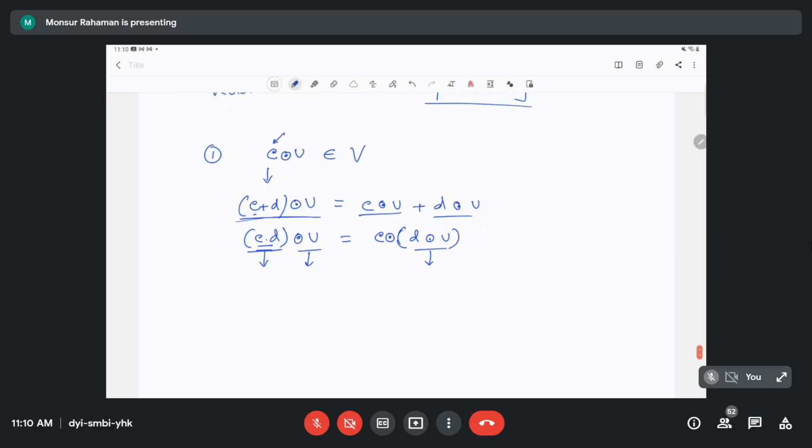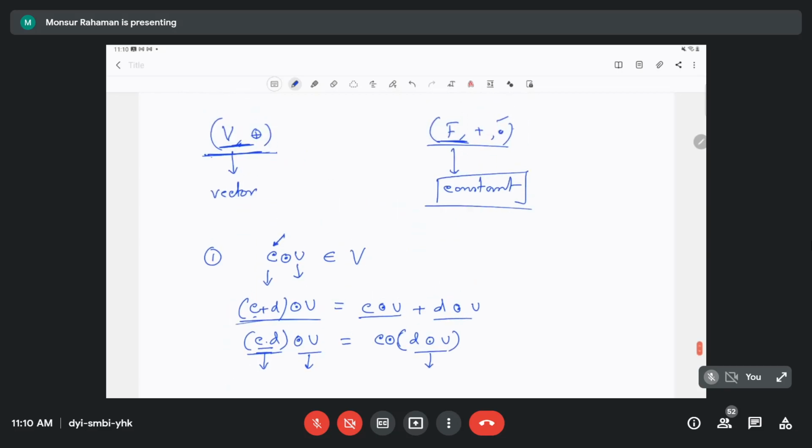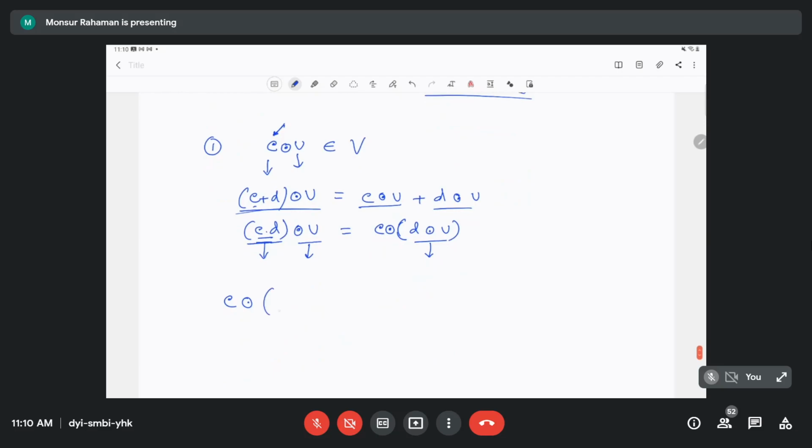Now what about the left hand side? Sorry, the left hand side is completed. What about the right hand side? There is only one operation, this plus. So U plus V, this is C dot U plus C dot V. If these three conditions are satisfied, then it is called a vector space. The first condition, the main condition: if you multiply a constant with a vector, it will again be a vector.